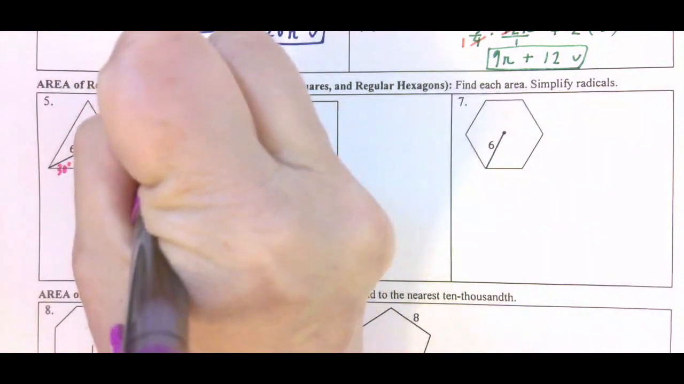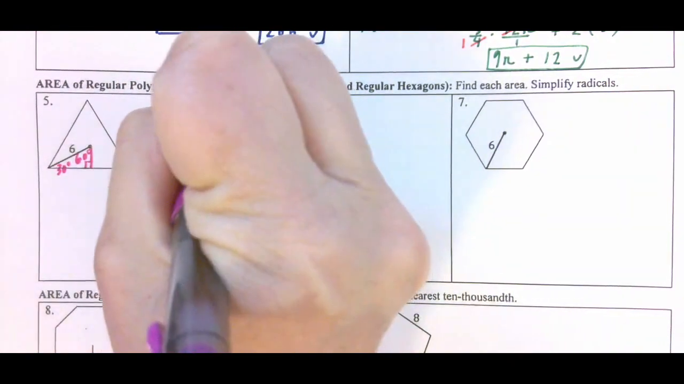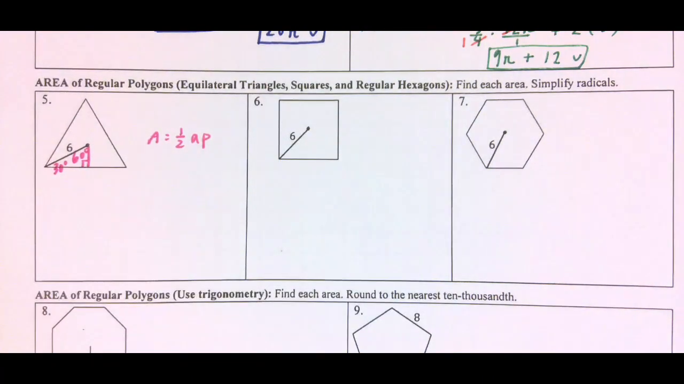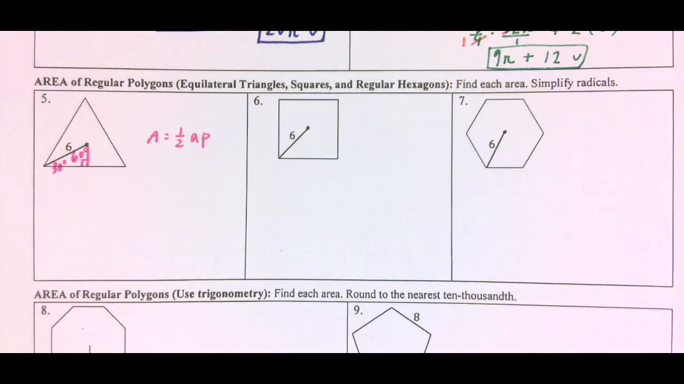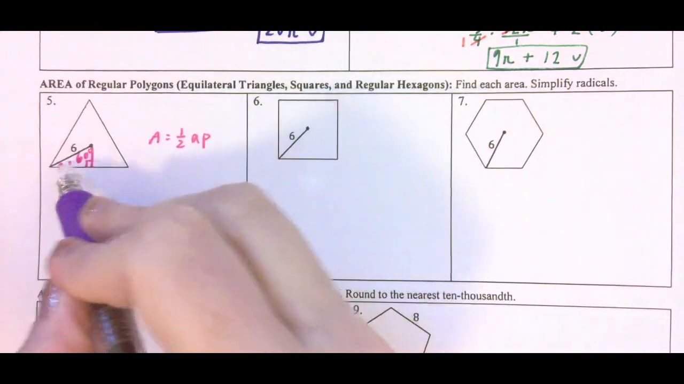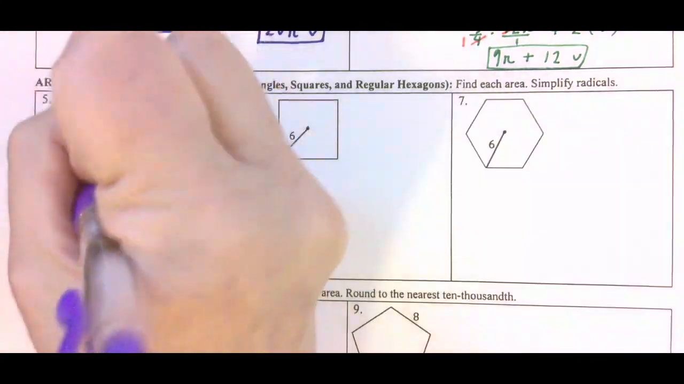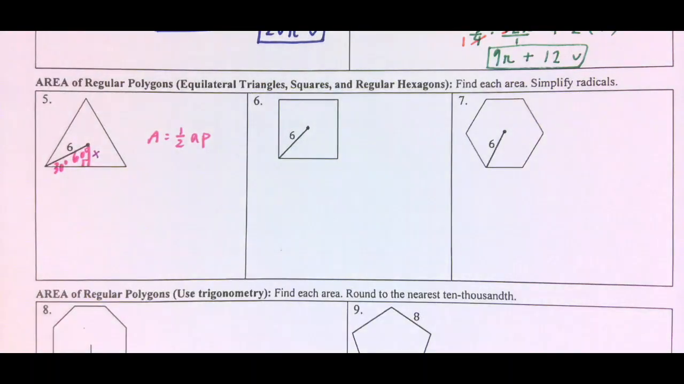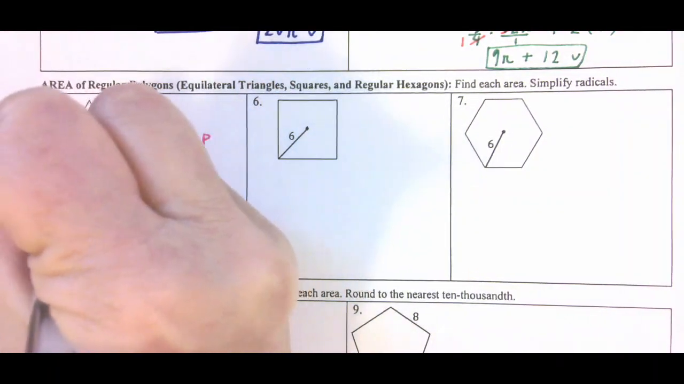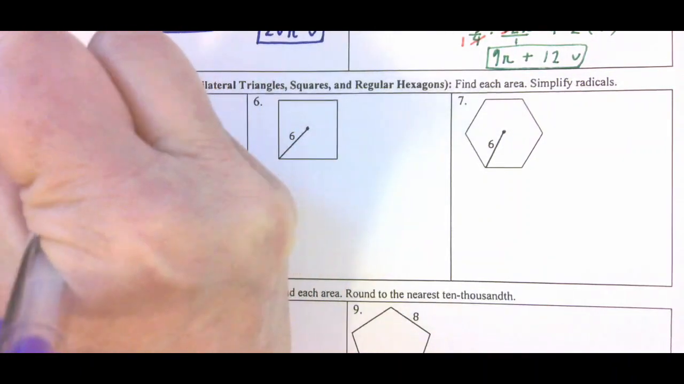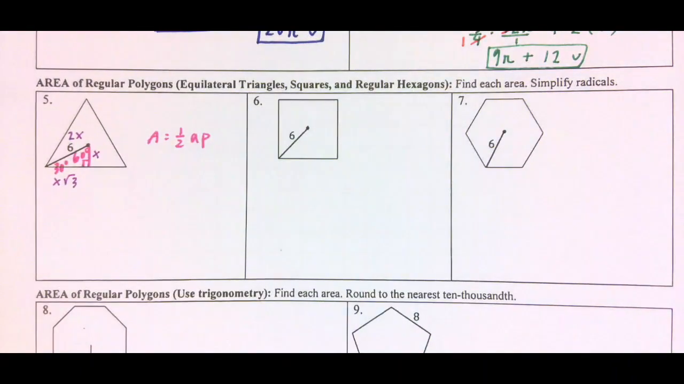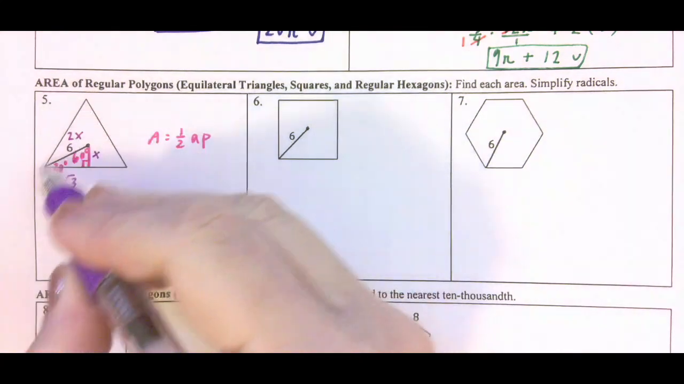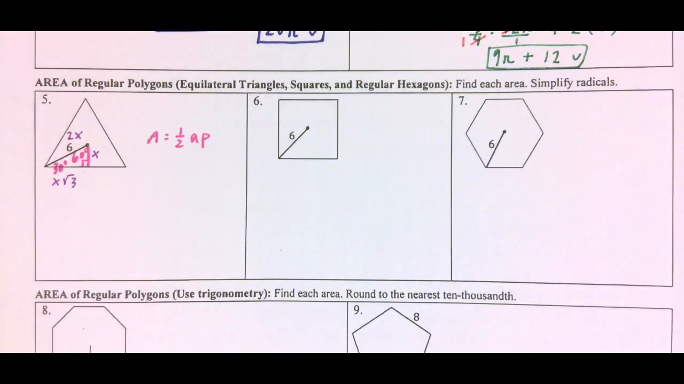Now my formula, area equals 1/2 apothem times perimeter. So I need my apothem, I need my perimeter. So opposite the 30, right here is my short leg. That's x, that's my apothem. My longer leg here, x√3. And my hypotenuse is the 2x. So my hypotenuse of the right triangle is the radius of the equilateral triangle. So if that's 2x, then x must be 3. My apothem must be 3.